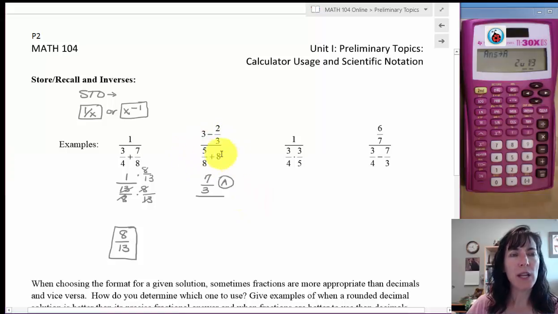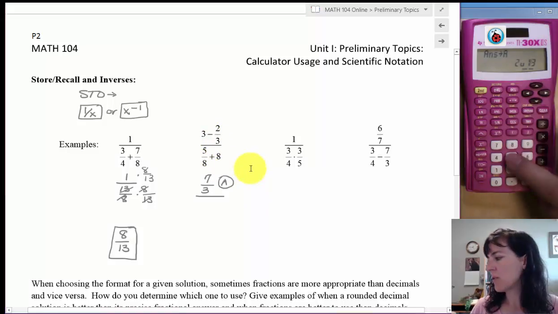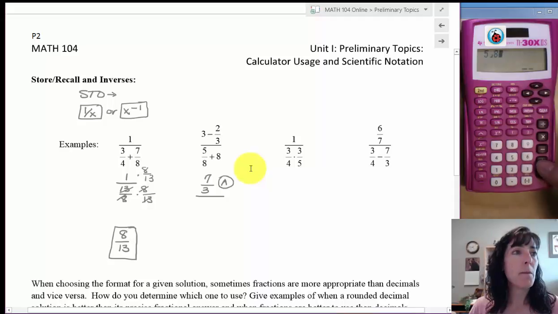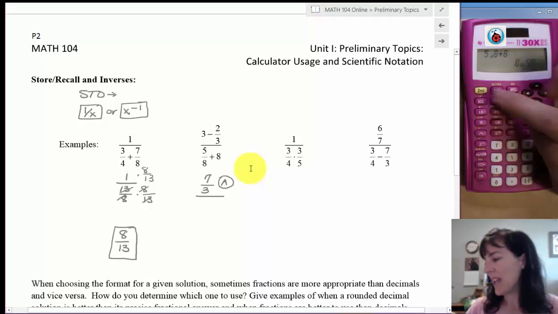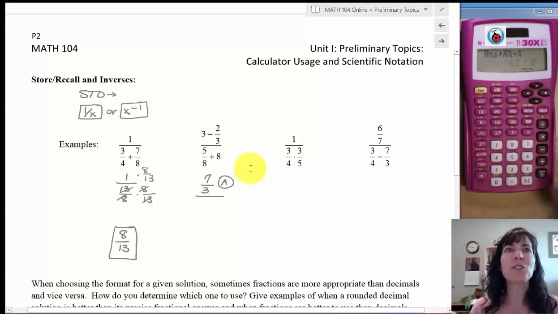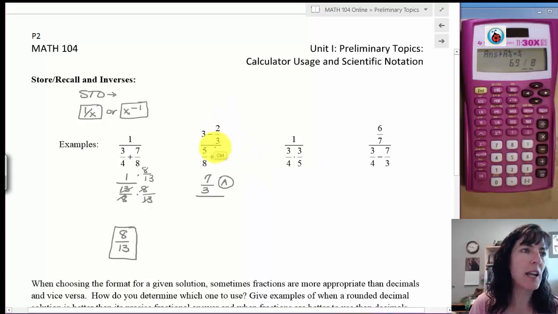Now I can go ahead and figure out this denominator. So 5/8 plus 8, and it's giving me 8 5/8, and then I'll convert that to an improper fraction, and I have 69/8.